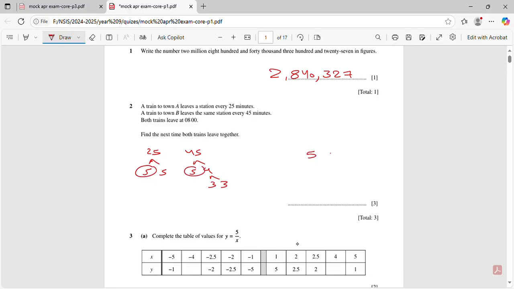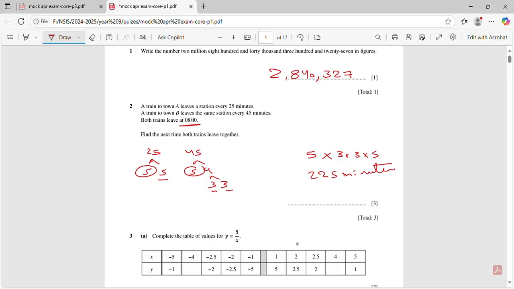I will drop one 5, and then I will keep all the other numbers, which means I have 3 multiplied by 3 multiplied by 5. So in this condition, it will be 15 times 15, which is 225 minutes, of course. I have to seek 225 because they asked me to find the next time both trains leave together. Since they both start at 8 a.m., after 225 minutes, I have to work out how many hours are in 225 minutes.